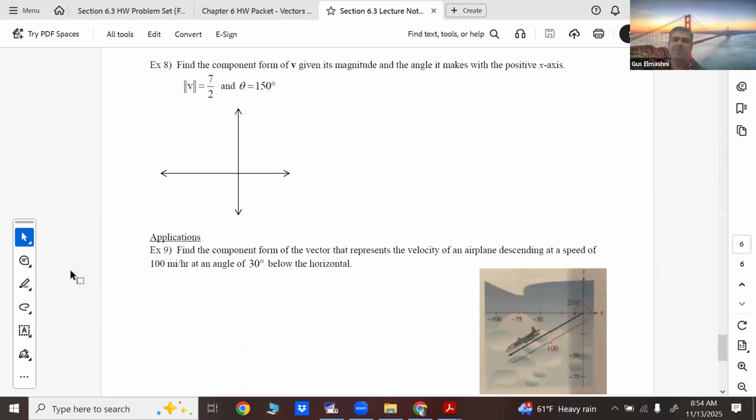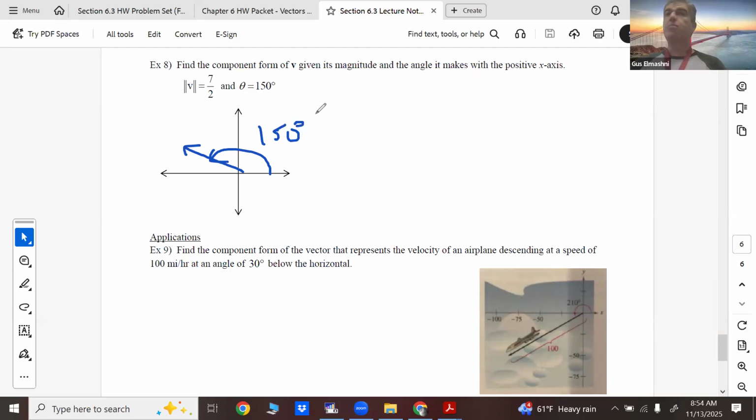Number 8. Okay, we're good. Are we ready for number 8? Okay, good. So now for here, it's more of an extension of what we just did in the previous example. Your direction angle is 150. So you go 150, just like you do on the unit circle. It's all the unit circle convention. The length is 7/2. I don't know how to draw 7/2, so just draw a generic vector. It's all good.